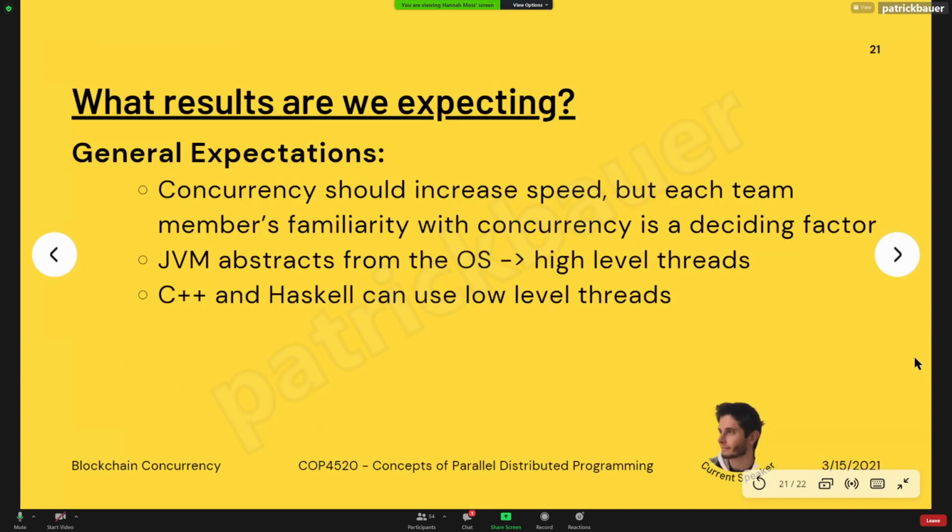For our general expectations for the project, we know that concurrency should increase the speed, but like I stated before, our familiarity with concurrency is a deciding factor, so how we implement it within each language will also affect the execution time for each blockchain. Also, the Java virtual machine abstracts from the operating system, so it creates virtual threads instead of C++ and Haskell using lower level threads. So Java might run a little bit slower because it's using higher level threads.